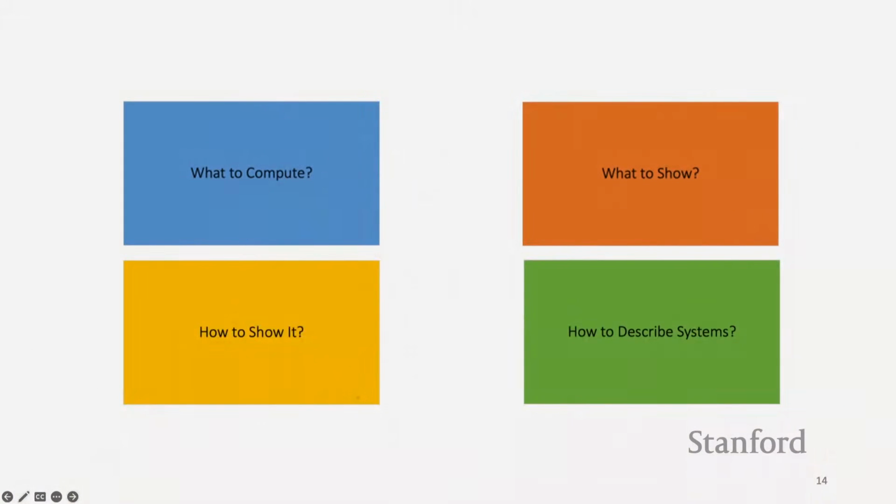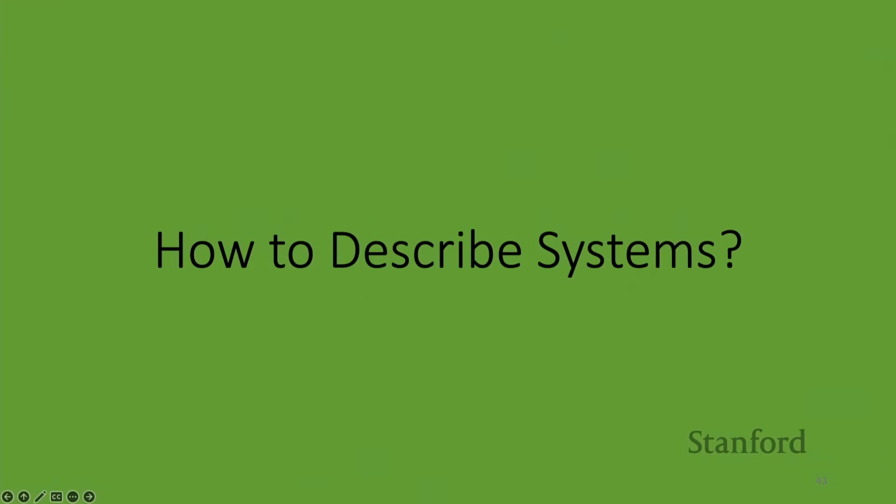So we talked about what to compute, what to show, and how to show it. And last part, I want to talk a little bit about how to describe systems. Okay? So I'm going to focus on one specific subproblem, which is a logic called linear temporal logic. So many of you have heard of it. Some of you have not. Let me introduce you to it.